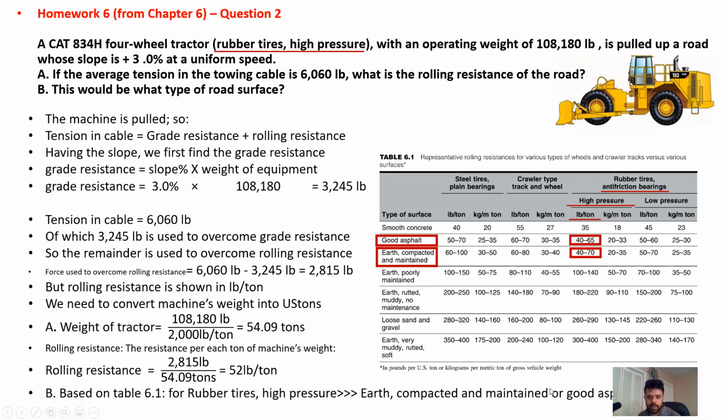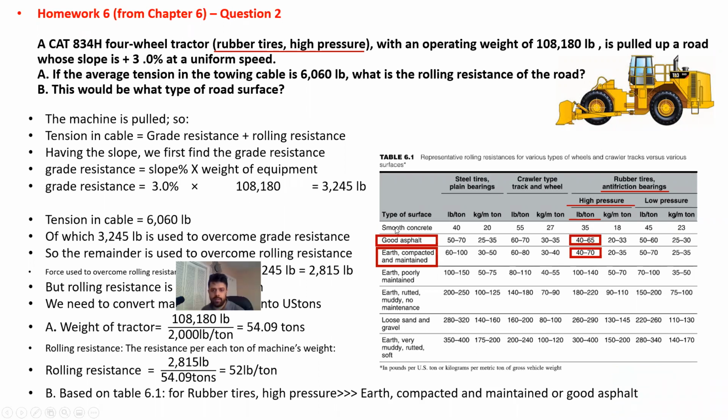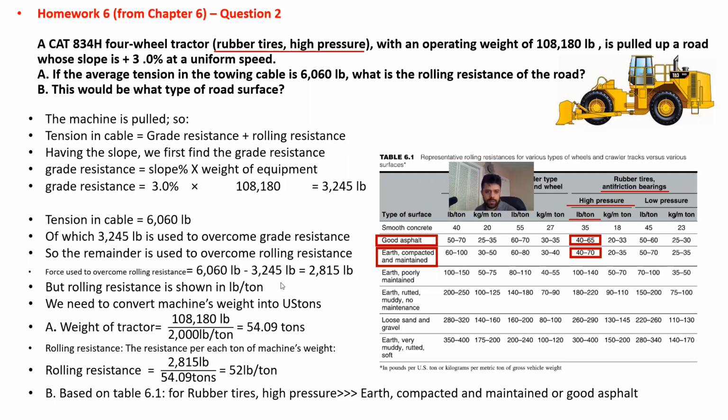All right, so based on this, we are talking about the surface must be either good asphalt or compacted and maintained earth. Let me find this question. So the answer for part A would be 52 pound per ton. Part A was asking the rolling resistance, and we found it as 52 pound per ton. Actually, part A is done here. Okay, this is the rolling resistance.